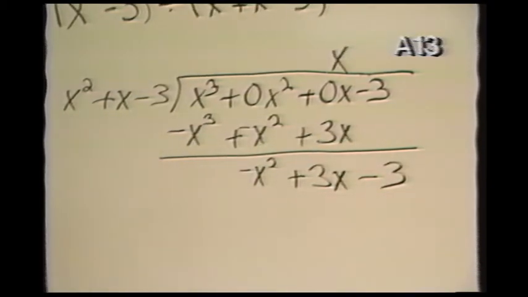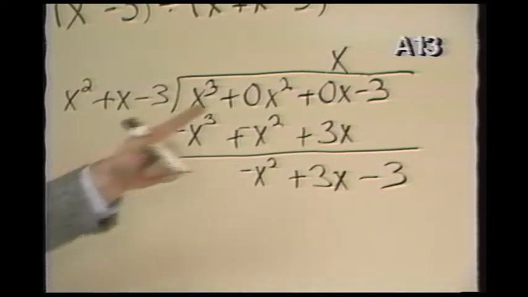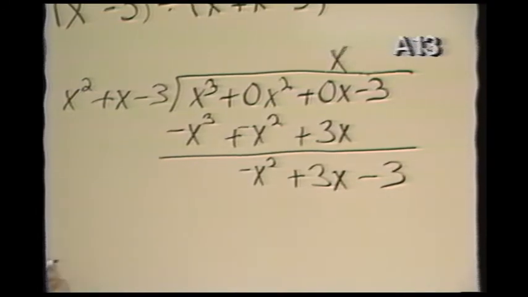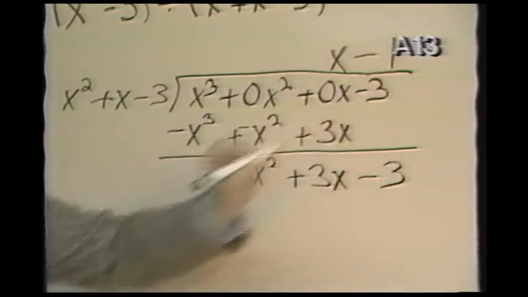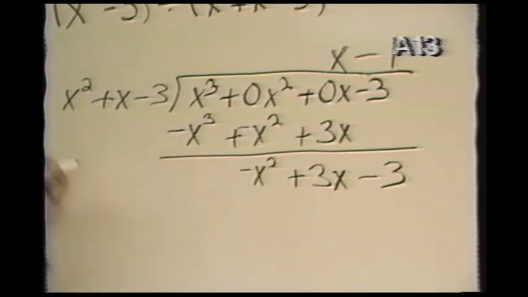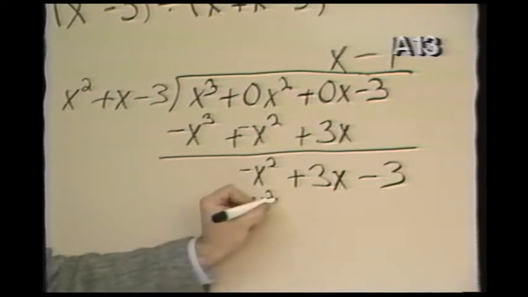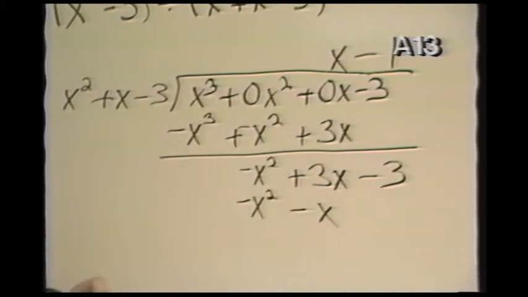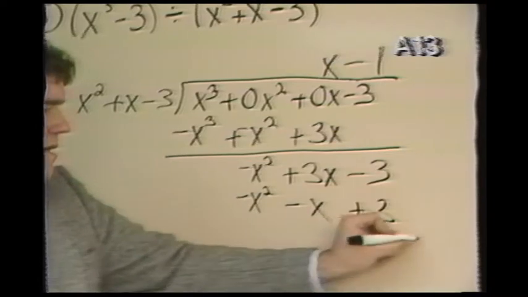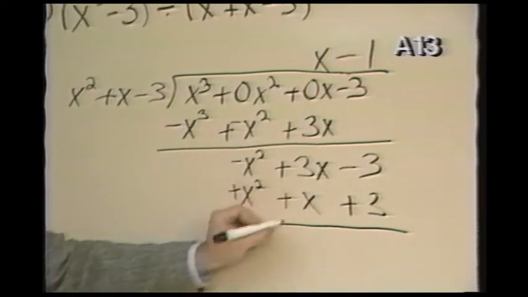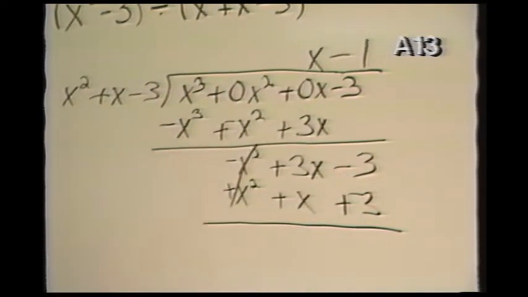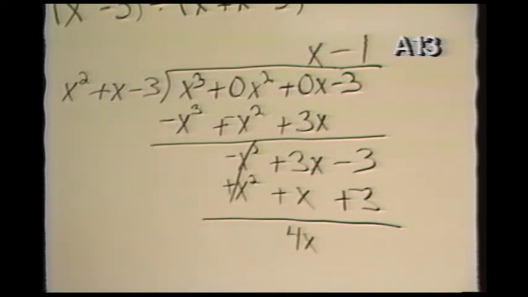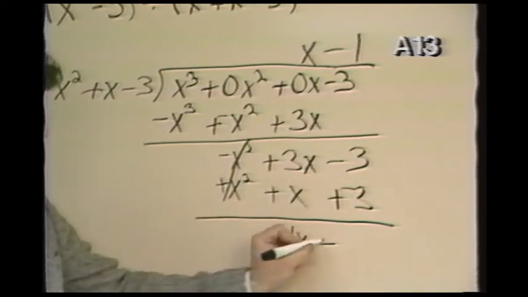Same thing. Match the first term by multiplying. What times x squared is minus x squared? It's minus 1. Putting minus 1 there, we get minus 1 times x squared, minus x squared. Minus 1 times x is minus x. And minus 1 times minus 3 is plus 3. Draw the line, change the sign, and add. That cancels out. We get 3x and x, which is 4x. And we get negative 3 and negative 3, which is minus 6.